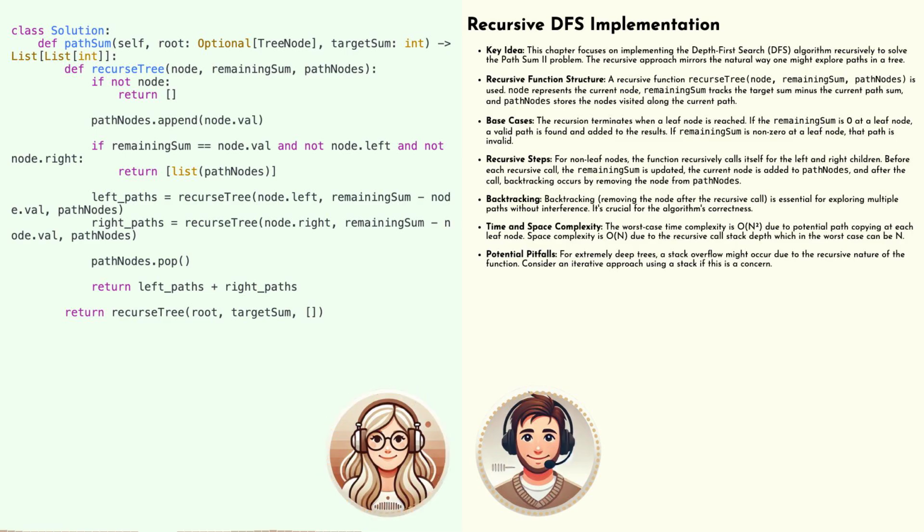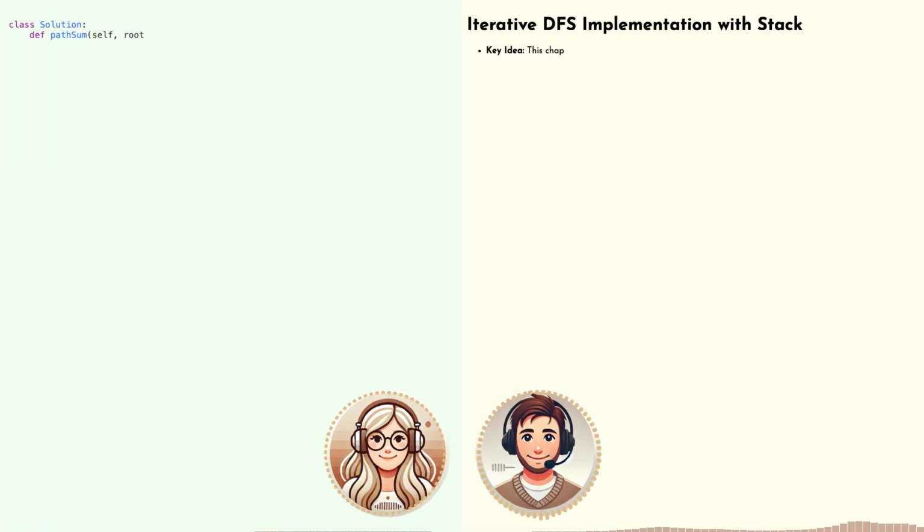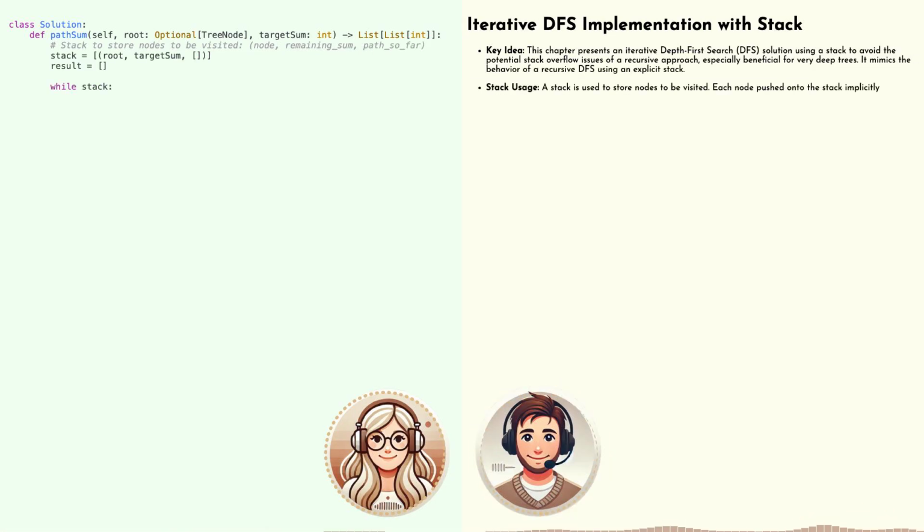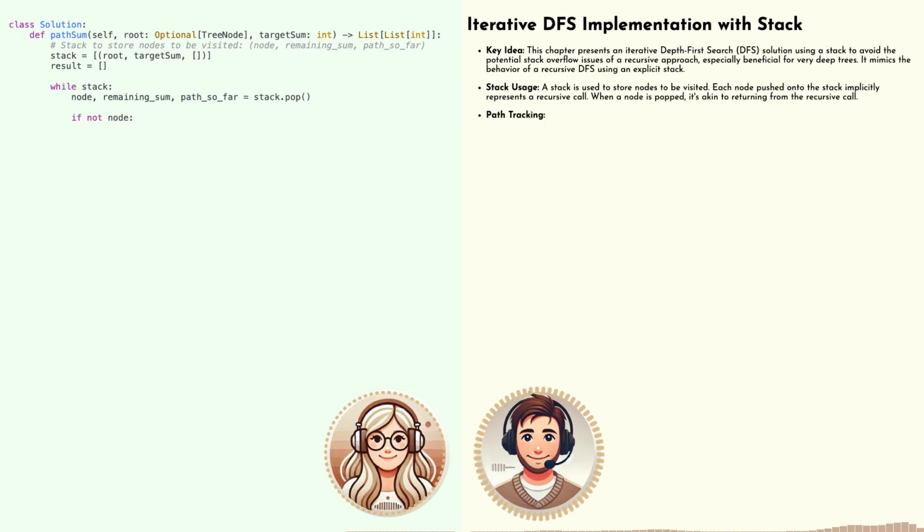But like you mentioned before, recursion can be a bit memory hungry, especially for those really deep trees. Right, because each recursive call adds a frame to that call stack, and that could lead to those Stack Overflow errors. So how do we avoid that potential pitfall? You mentioned something about using a stack.